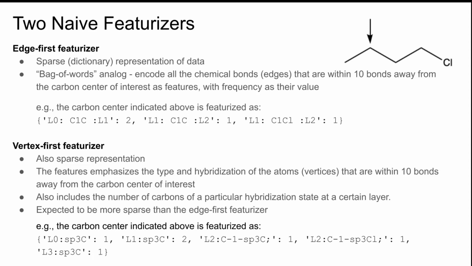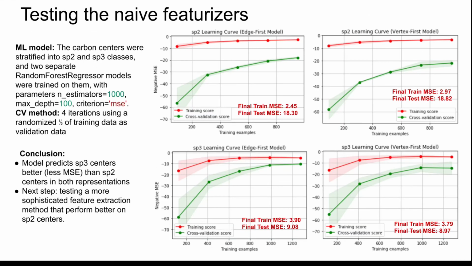It also additionally includes the number of carbons of a particular hybridization state at a certain layer, and it is expected to be more sparse than the edge-first featurizer. To test the featurizers, we first separate the training data into sp2 and sp3 classes, and train two separate random forest regressor models on them. Each regressor model has 1,000 trees and a max depth of 100, using MSE as the training criterion. We also did cross-validation with 4 iterations using a randomized 1/5 of training data as validation data.